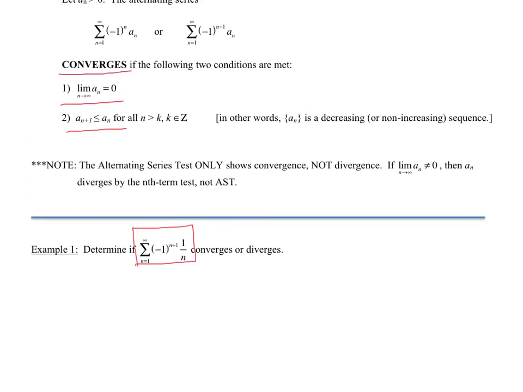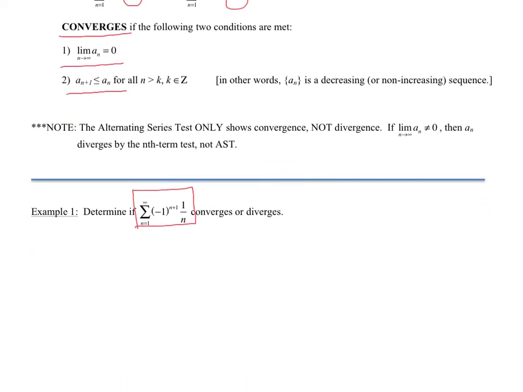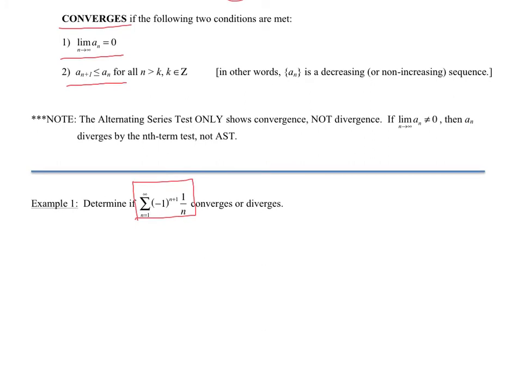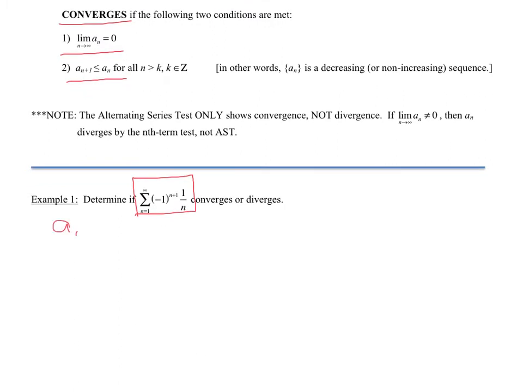And I'm going to back up a little bit more. If you go all the way back up here, notice that a sub n is with the alternator taken out. So the first thing you might want to do on these is determine what a sub n is. So in this particular case, a sub n is just 1 over n. The alternator is the (negative 1)^(n plus 1), and we just don't have to consider that in this particular part. Now, we already know that 1 over n diverges because it is the harmonic series which is diverging.